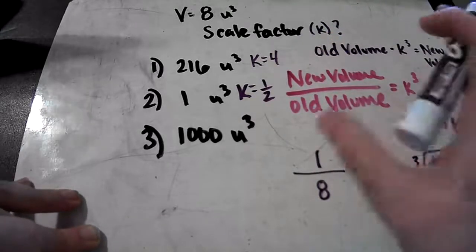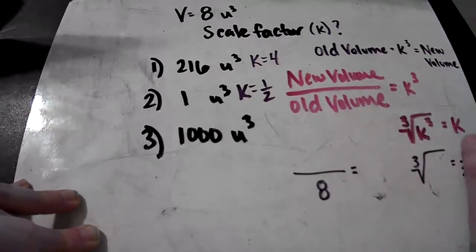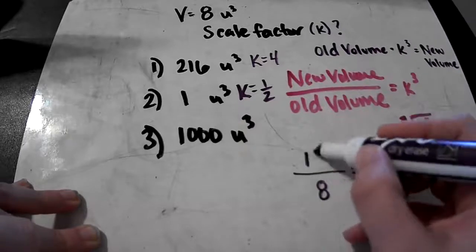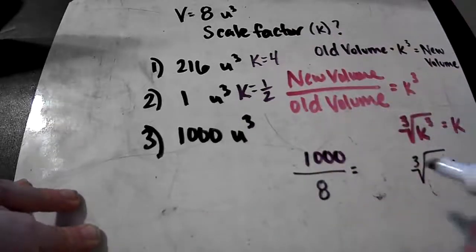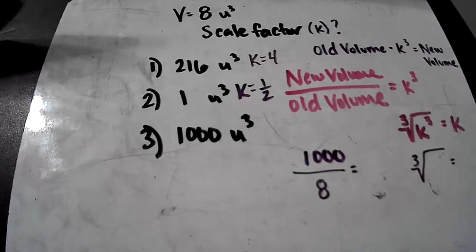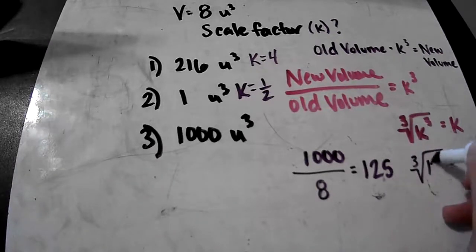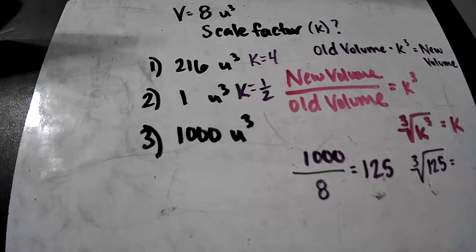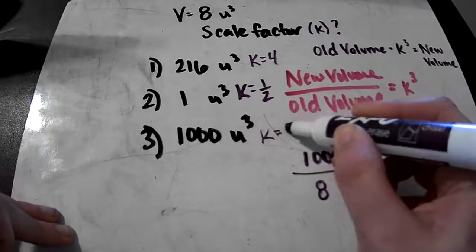All right, number 3, we have our new volume at 1000. So I'm going to do 1000 divided by our original volume of 8. When we do 1000 divided by 8, I get 125. So then I need to do the cube root of 125. The cube root of 125 is 5. And so on number 3, we should get our scale factor of 5.